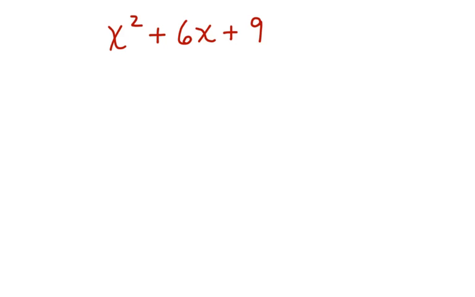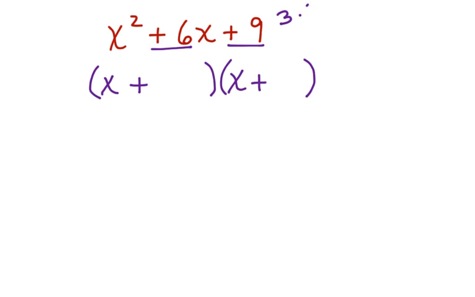x squared plus 6x plus 9. Right away we can factor it into two binomials, and we can start by factoring x squared into x and x. Now we want two values that multiply together to get 9 and add together to get 6. And we know that 3 times 3 are two factors of 9 that also add together to get 6. 3 times 3. Our work is complete, and this is our answer.